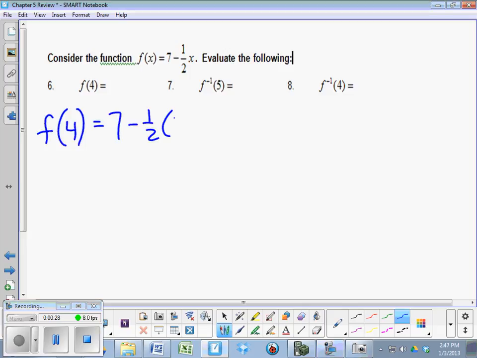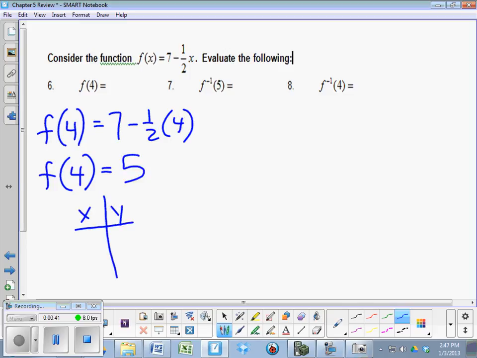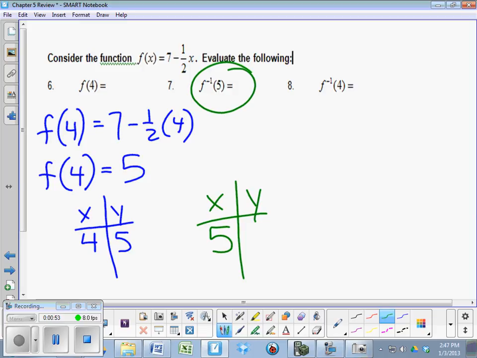What's half of 4? That's right. So f of 4 produces 7 minus 2, which is 5. So on the original function, perhaps a table of values will help you. When you plug in 4, you get 5. So what do you think is going to happen on the inverse when you plug in 5? You'll get 4.